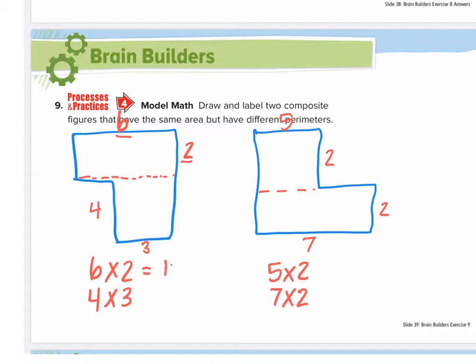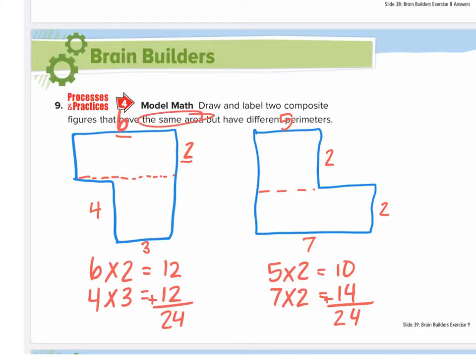6 times 2 is 12. 4 times 3 is 12. 12 plus 12 is 24. 5 times 2 is 10. 7 times 2 is 14. 10 and 14 is 24. So they both have the same area, which is what it requires, but they need to have different perimeters.